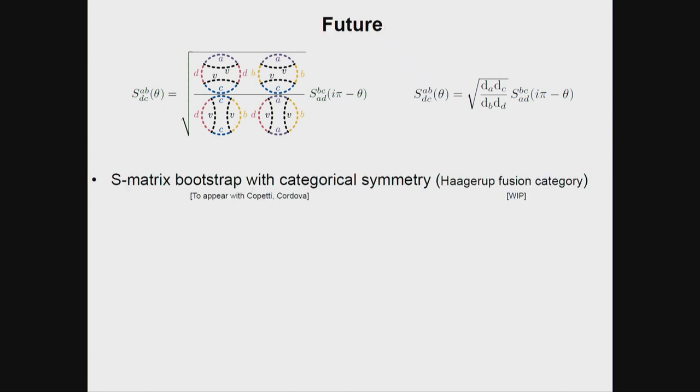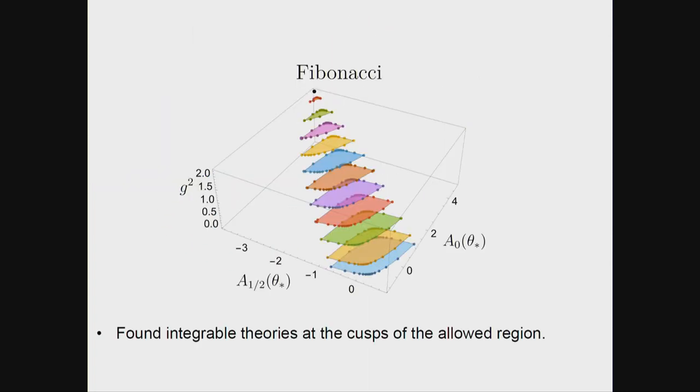So let's also talk about the future directions. One interesting future direction is to use this modified crossing and ask what are all possible S matrices which satisfy this modified crossing equation, and do some kind of bootstrap analysis. And this is actually what we are doing right now, and we already have some preliminary results for the Fibonacci fusion category. I don't have time to explain the details of this plot, but we found several interesting theories which sit at the cusps of the allowed region, and those turned out to be interesting integrable field theories.